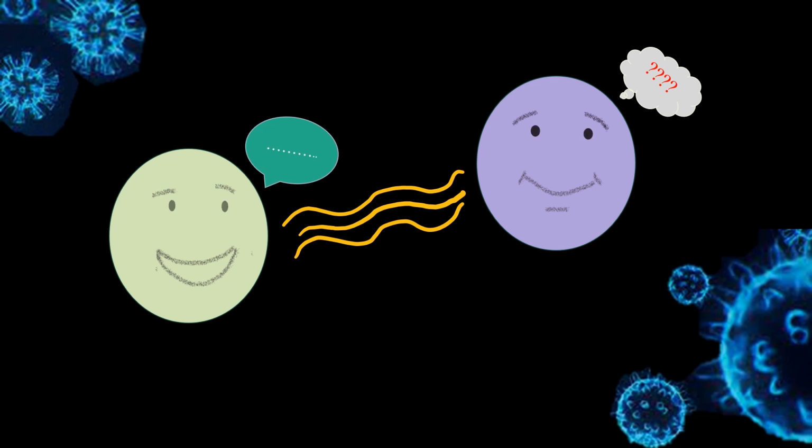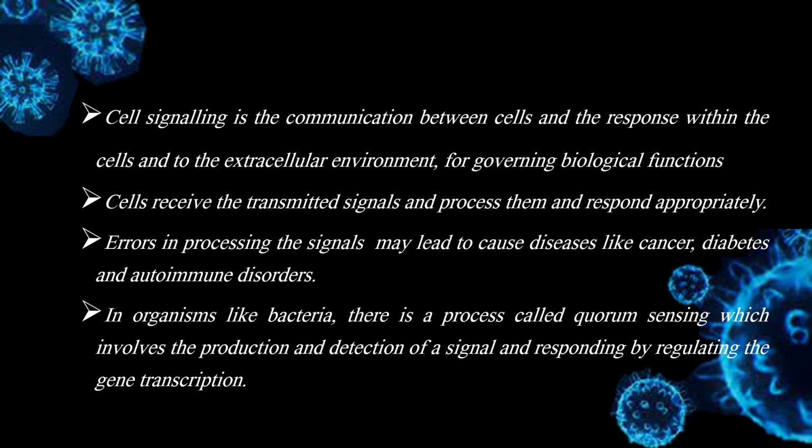For example, if there is an unnecessary increase in the level of any component, the cell needs to find a way to decrease it. Whatever the changes are, it may be a pressure change, chemical signals, temperature variations or whatever, the cells need to respond, right? That is where the importance of cell signaling lies. Cell signaling can be defined as the communication between cells and the response within the cells and also to the extracellular environment. So the cells receive the transmitted signals, they process them and they respond appropriately.